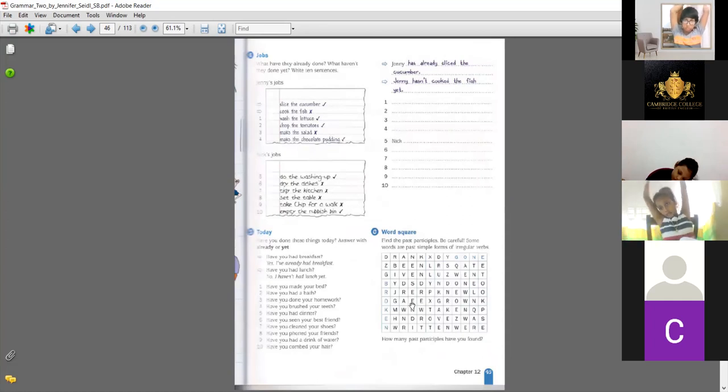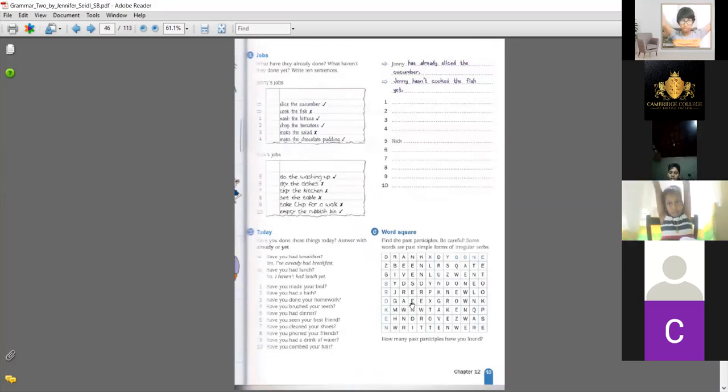Then present perfect tense, we have already completed that. That is unit 12, and page number 45 is homework for you all. Right, I will check next week. Everybody has to do it and come, definitely. I'm going to check it.